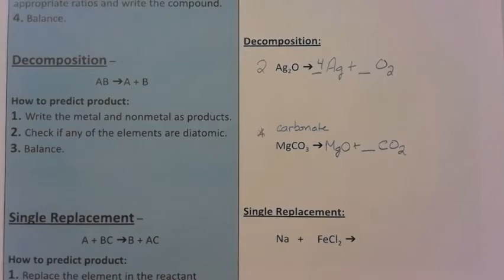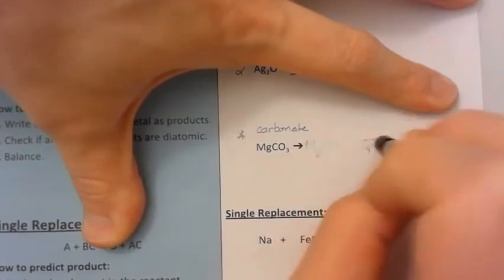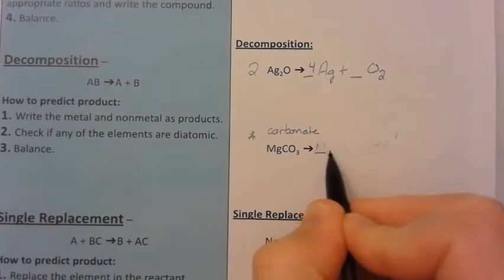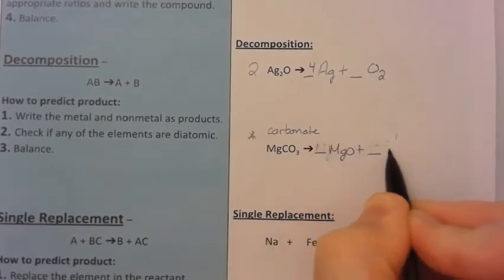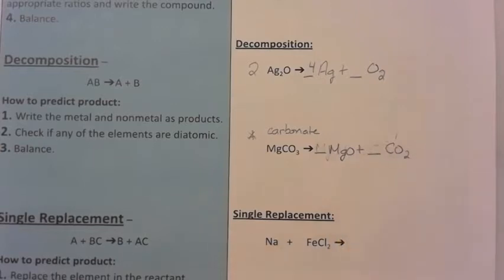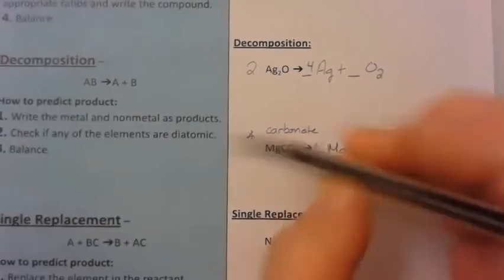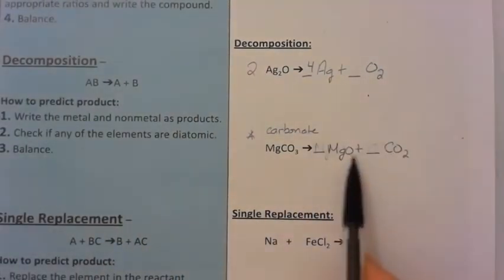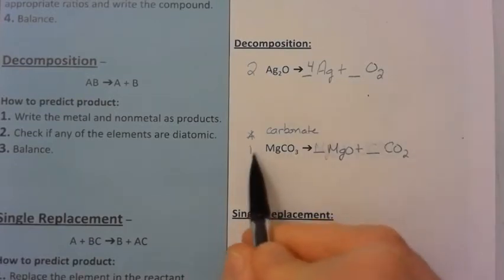Right? And oops, I get in the habit of giving myself some blanks. We're going to say blank MgO plus blank CO2. Now, if we do a quick mental atom inventory, we can see that we've got 1 magnesium, 1 carbon, and 1, 2, 3 oxygen. So this is actually a completely balanced chemical reaction.